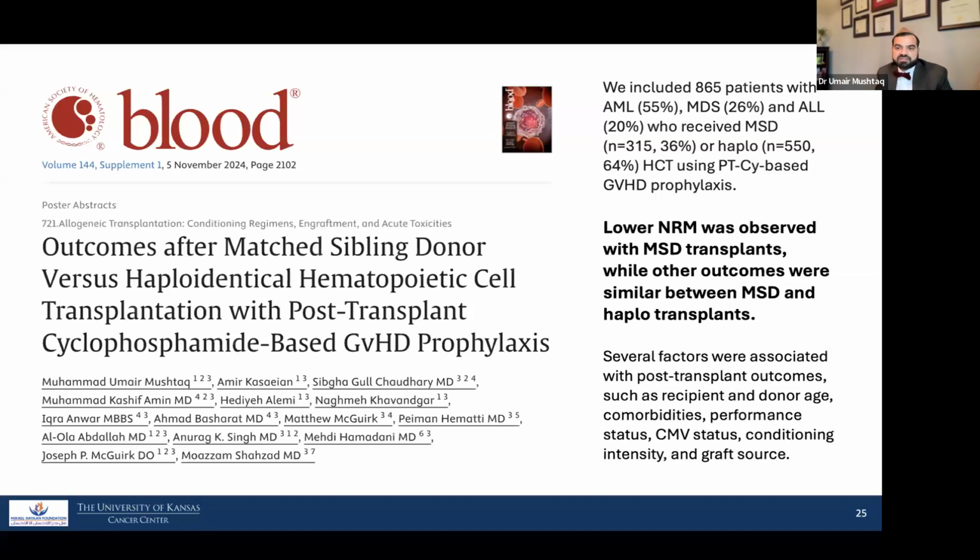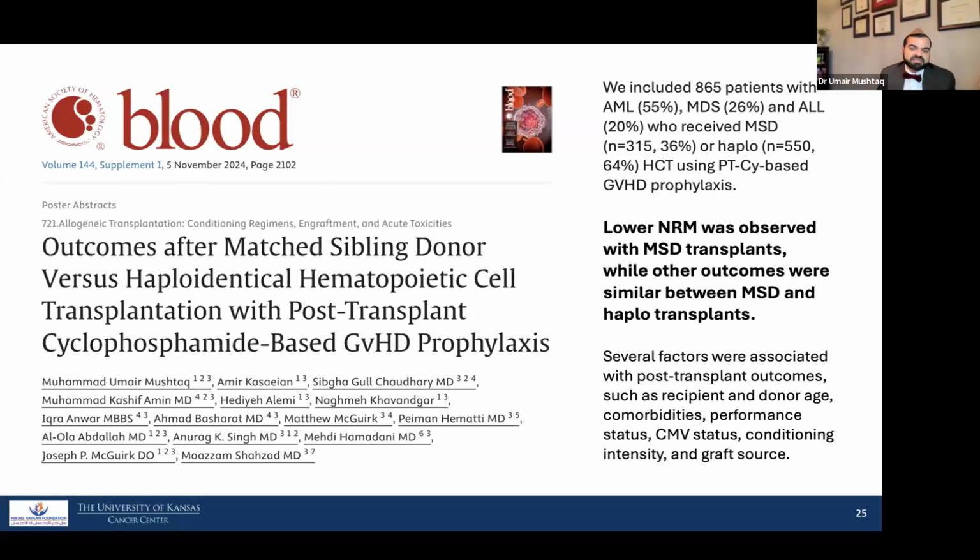550 haplotransplants and 315 matched sibling donor transplants. And we compared the outcomes among the two groups, and non-relapse mortality was slightly lower with matched sibling donors, but all other outcomes were essentially the same. Again, pointing to the same hypothesis that with post-transplant cyclophosphamide, each degree of HLA mismatch may not be as important.